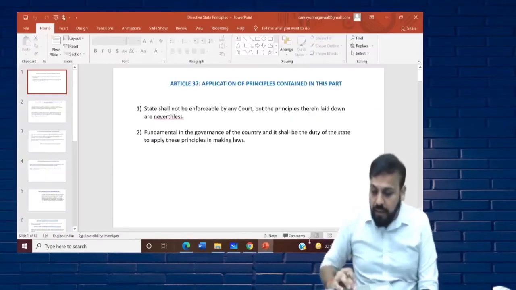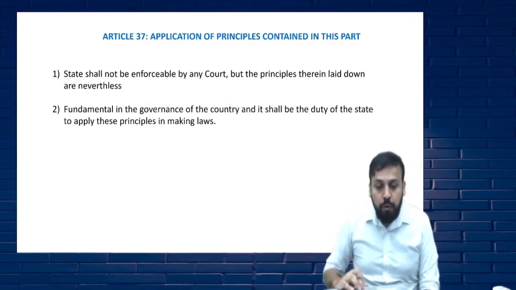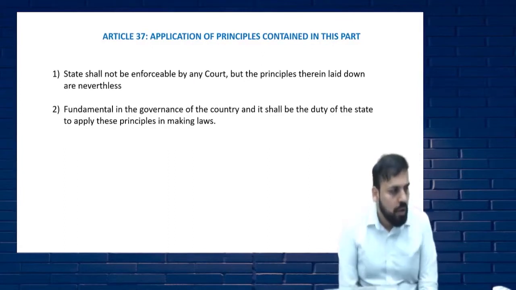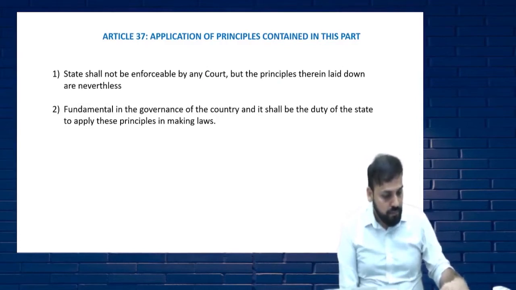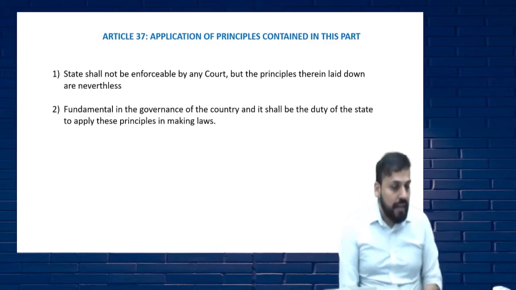Now let us develop this. What is Article number 37? Article 37 tells whether you can approach court for DPSPs. Yes or no? Is it enforceable in the court or not enforceable? Please comment. Yes, right, not enforceable. Perfect.